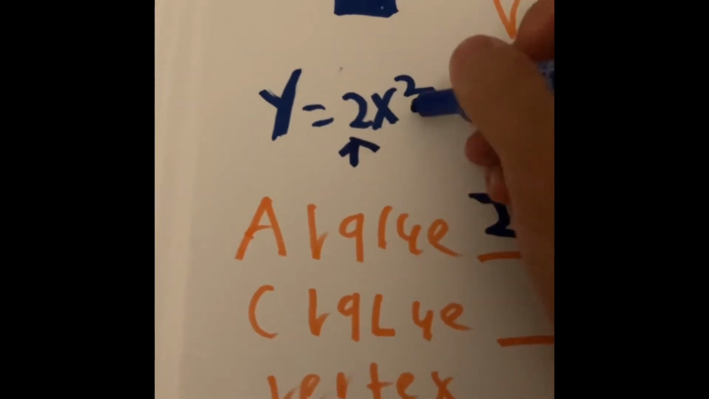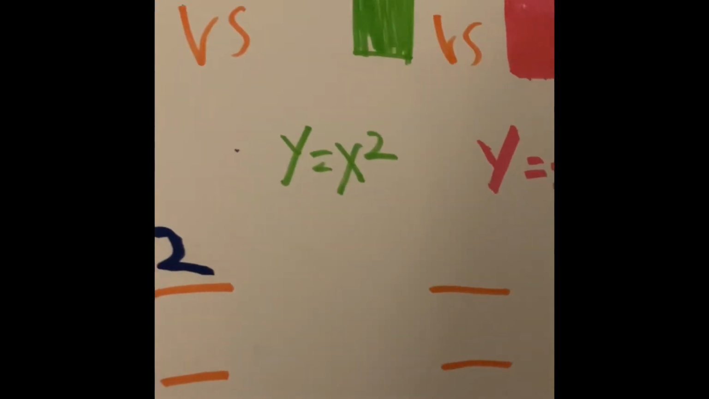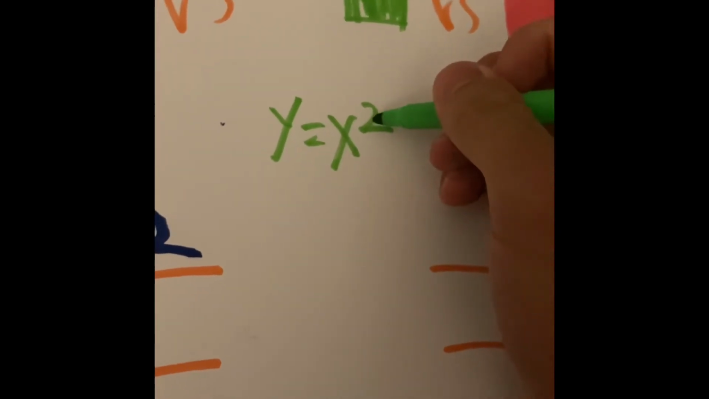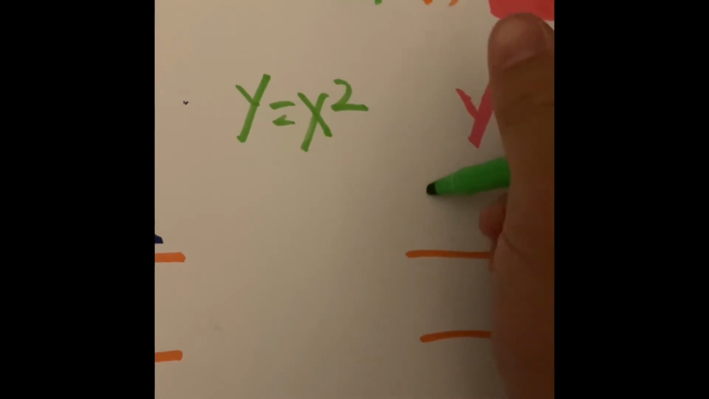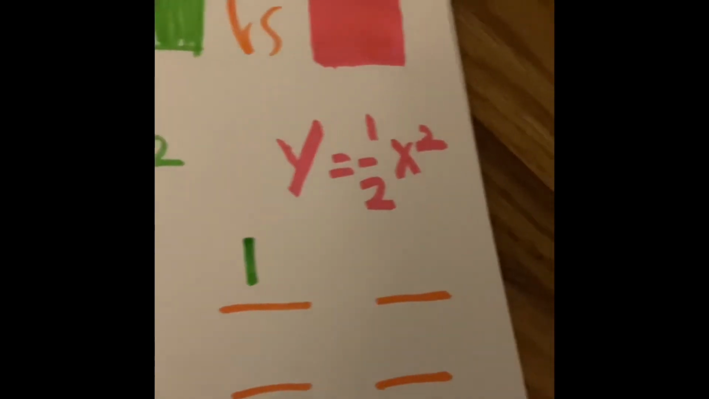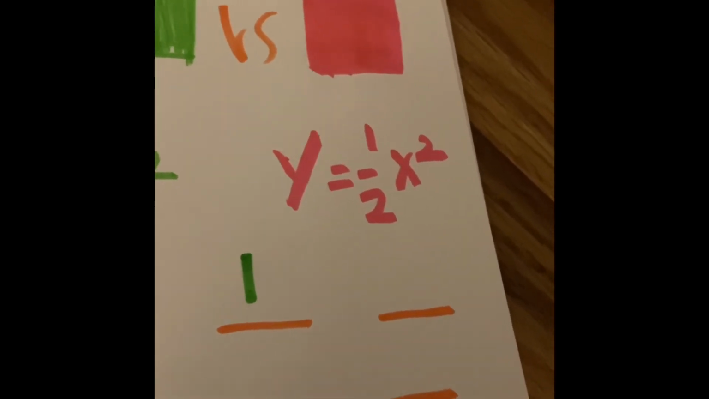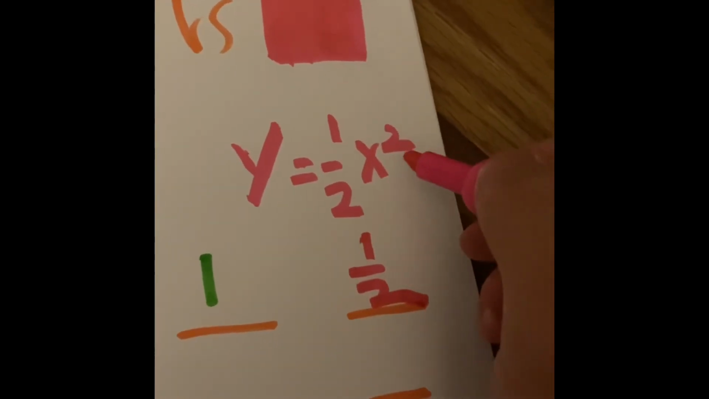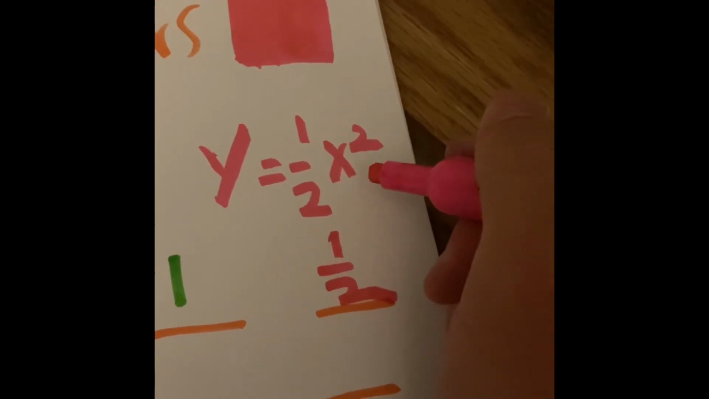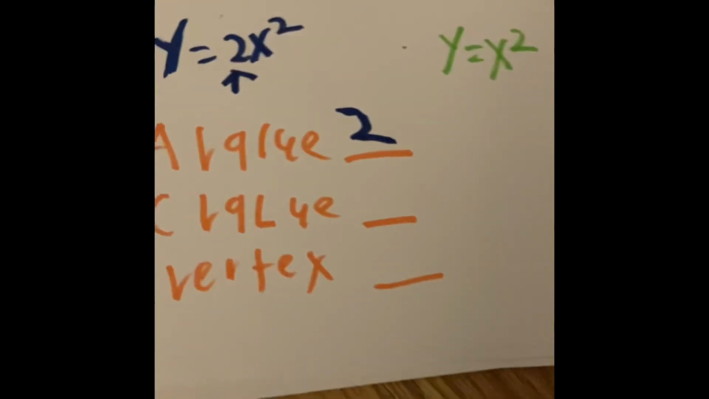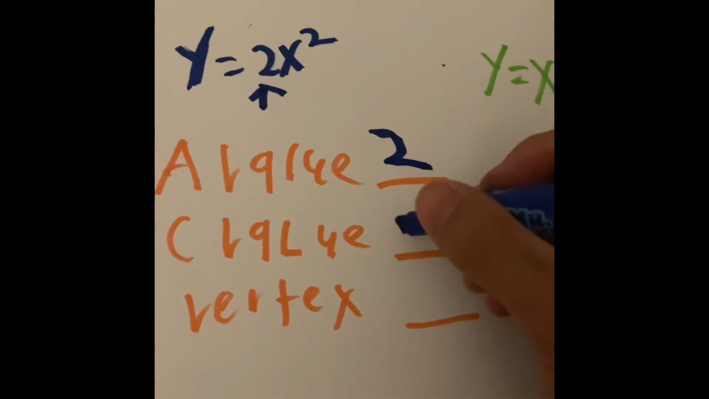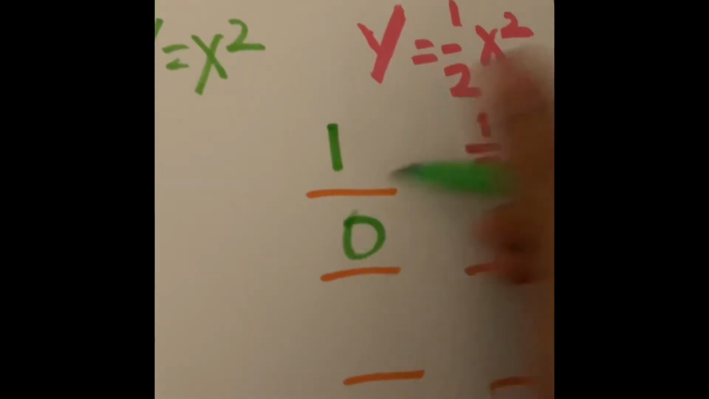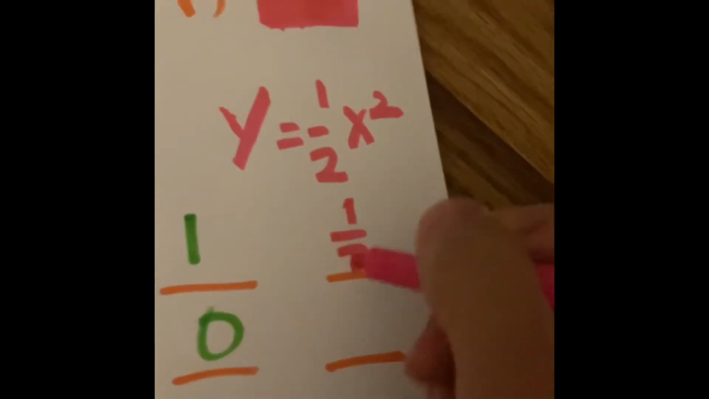So for the blue side, the a value is going to be 2, because that is the number right in front of the x squared. With the green value, it's going to be 1, because x squared is the same thing as 1x squared. With the red equation, or the red side, we have 1 over 2 as a fraction as the a value in front of x squared. The c value for the blue side is 0 because there's nothing there. The same thing with green, and the same thing with red.